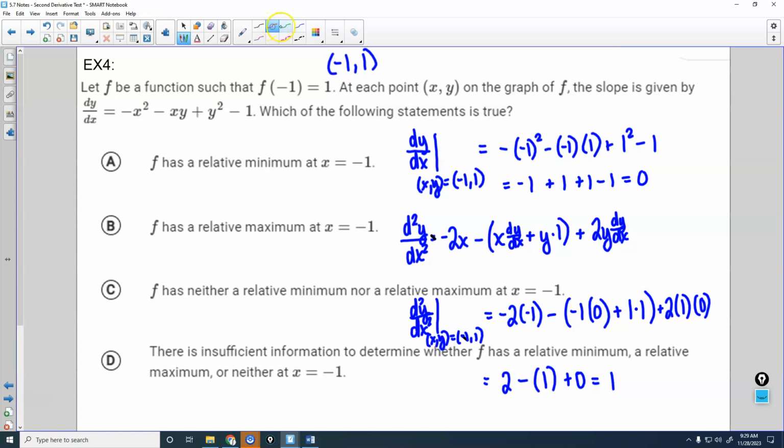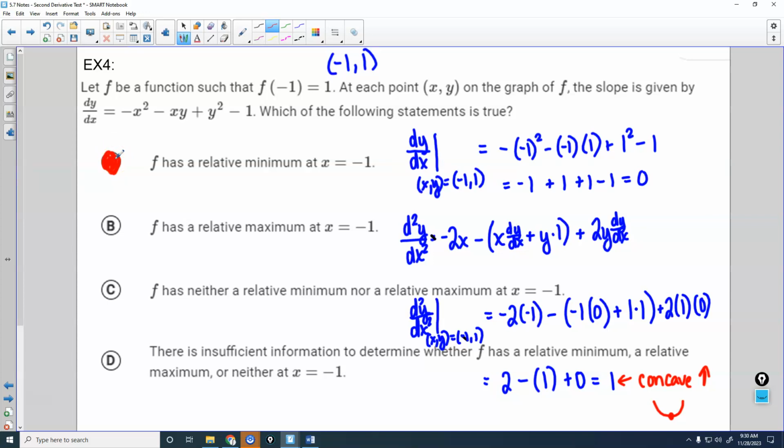So, a positive second derivative. What does that tell us? Concave up, which means it looks like this, which means what do I have at that point? Minimum. So A would be your answer for that.